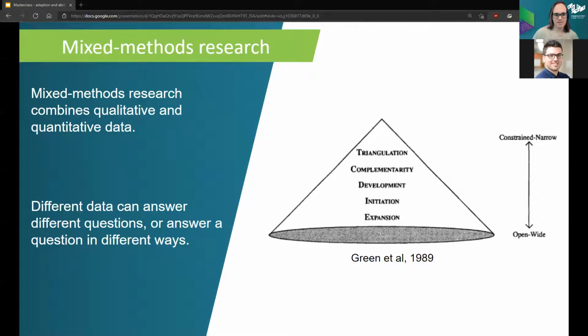So what is mixed methods research? Mixed methods is combining qualitative and quantitative data in a single piece of research where one wouldn't be enough on its own. Interactions with technology are really complex because there's human behavior involved, and human behavior is really complex. You can look at it at a lot of different levels and at a lot of different aspects.